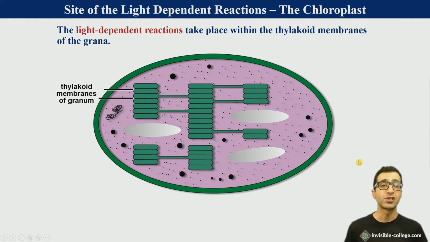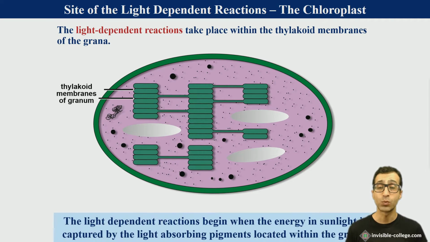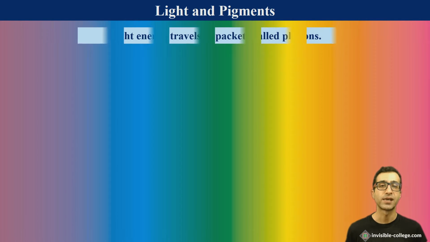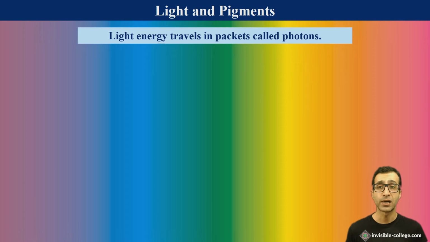So these reactions begin when the energy in sunlight is captured by the pigments located within the grana. So we're going to be looking at some of these pigments. Now, it's worthwhile mentioning here that we need to make reference to a little bit of physics. So light energy can be thought to be packaged into quanta, or packets, called photons. Now, photons essentially are a way of understanding light in terms of light being composed of particles with specific energies.